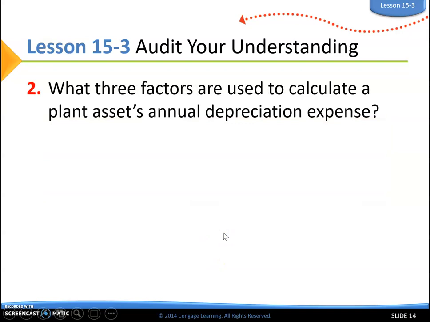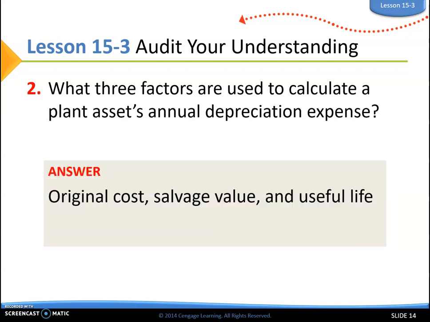Number two, what three factors are used to calculate a plant asset's annual depreciation expense? What are the three things that we need to know to be able to calculate depreciation? We need to know the original cost of the plant asset. We need to have an estimated salvage value, and we also need to have an estimated useful life for that plant asset.